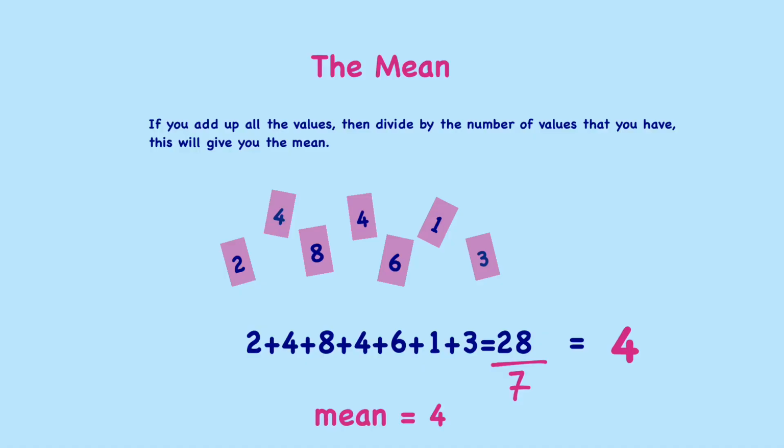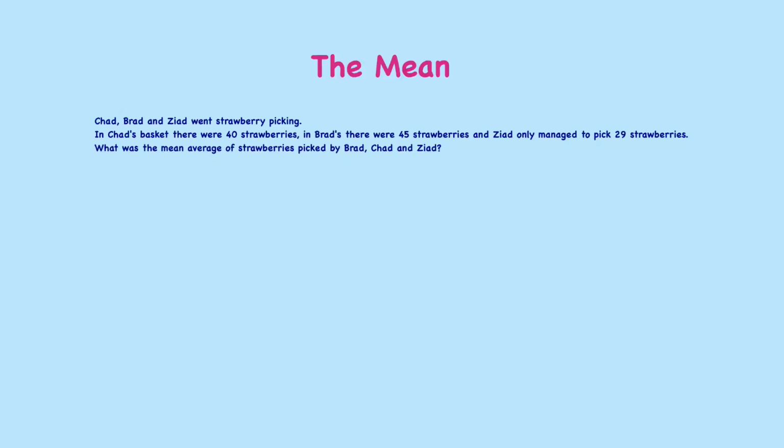Let's have a look at another example. So Chad, Brad and Ziad went strawberry picking. Chad had 40 strawberries, Brad had 45 strawberries and Ziad had 29 strawberries. What we have to do is work out the mean of the strawberries picked by Brad, Chad and Ziad. The first thing we'll do is we'll add the 40, 45 and the 29 together. And that will give us 114.